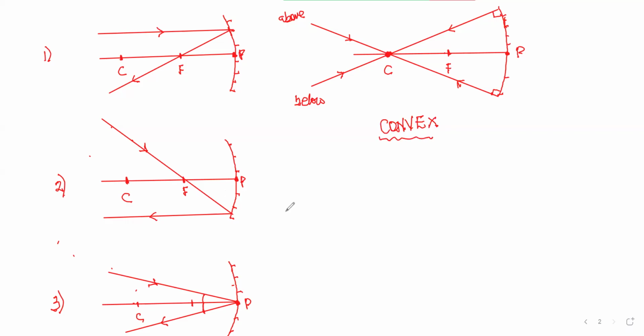Okay, so all these are for concave. And you need just 2 of these rules to form an image. If it's convex, how do the rules work? So for convex, the reflecting surface curves outwardly.